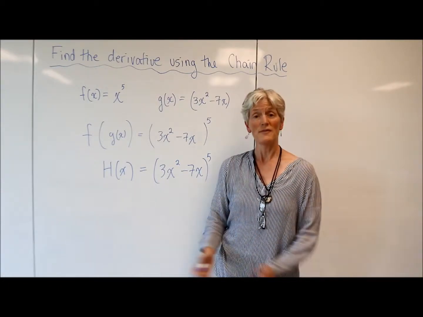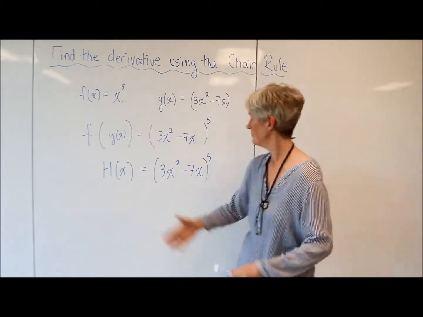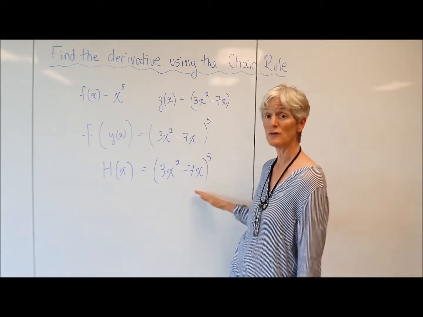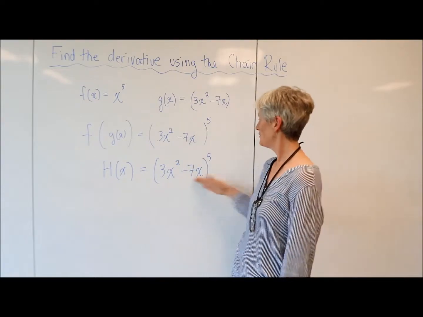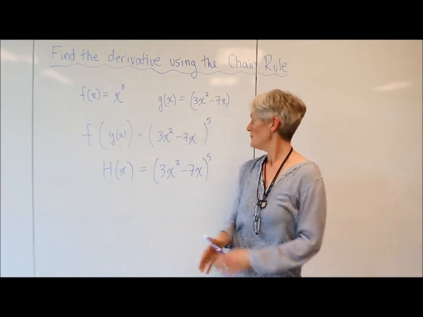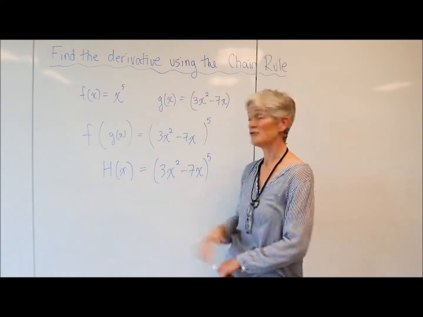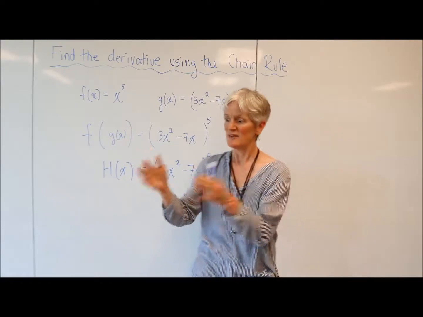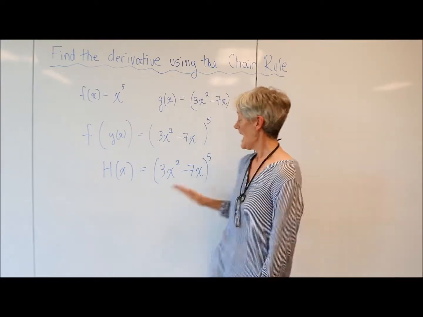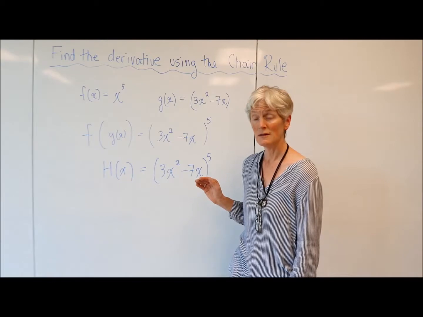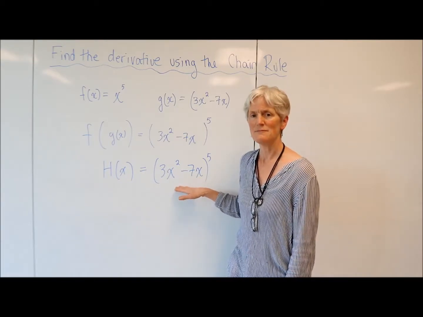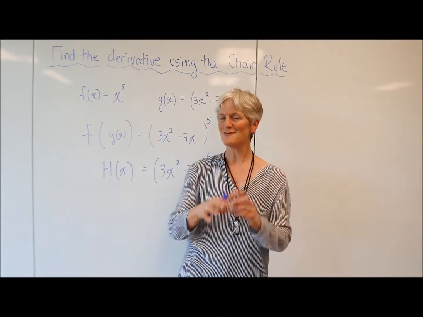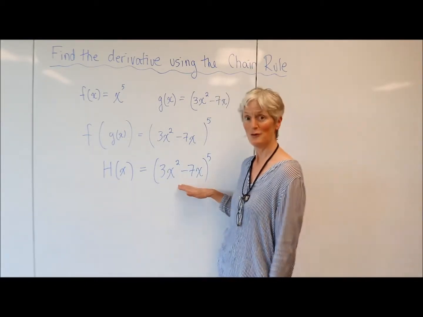Let's say I want to take the derivative of h of x. Well, we already have the tools to do that. I could simply expand this out using Pascal's triangle, get a really long polynomial, and then just use the power rule for each term. I could do that. Or I could write 3x squared minus 7x times itself 5 times and do the product rule, which would take a little less time. Or we could use the chain rule, which we discovered in class by using the product rule.